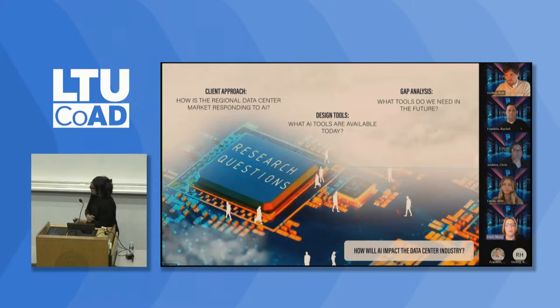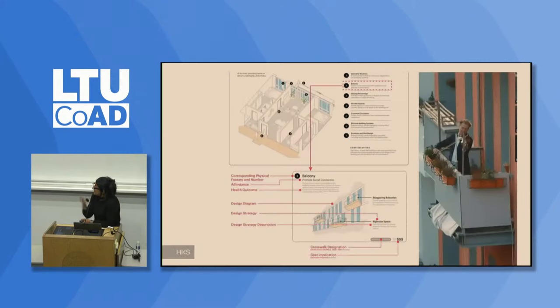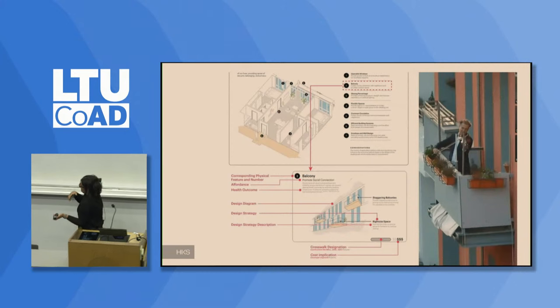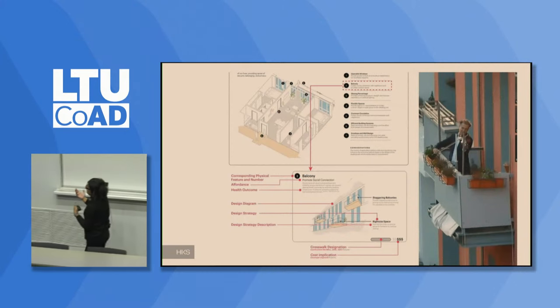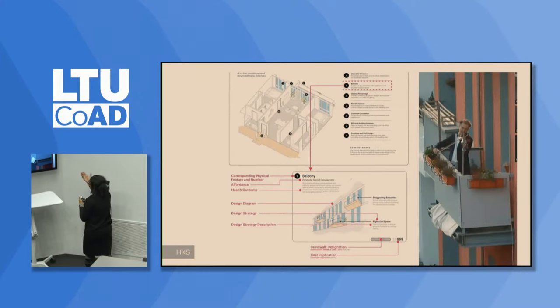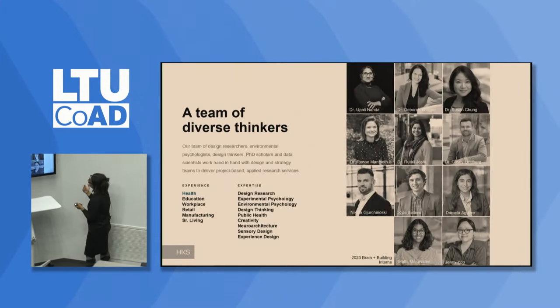See, here's an example of the team that's looking at how AI will impact the data center industry and the kind of questions they want to ask. This is a project that is on housing and affordable housing and how you can really use design elements to get to the kind of impact we want and developing toolkits.